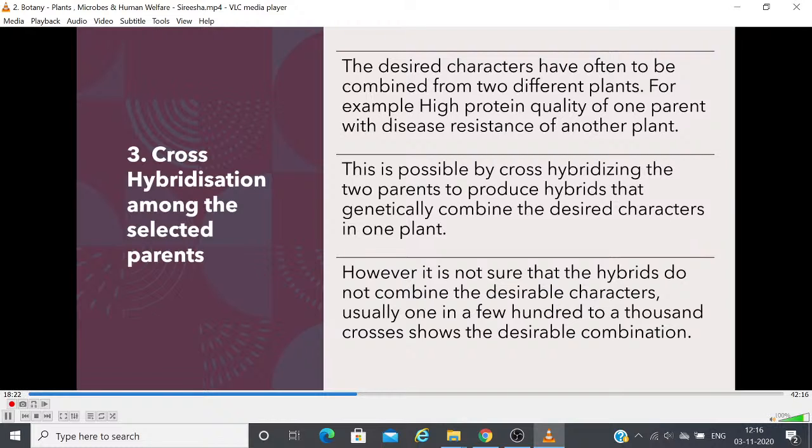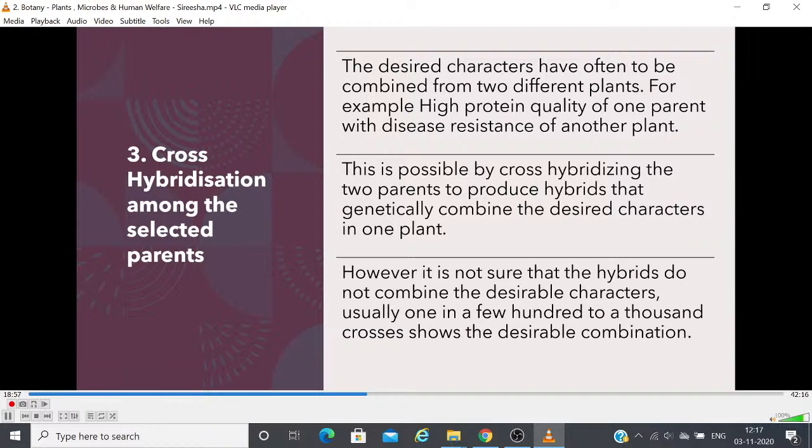Next, this is possible by cross hybridizing the two parents to produce hybrids that genetically combine the desired characters in one plant. As I said, that plant which is produced is called a hybrid, and this hybrid should have both the qualities of the parents. That is, one parent plant has high protein and the other parent plant is disease resistant. So the hybrid should have both these qualities. That is only possible through cross hybridization.